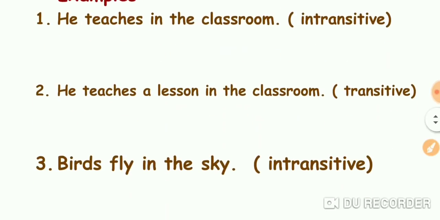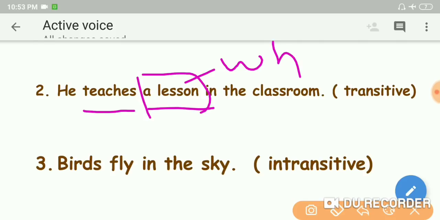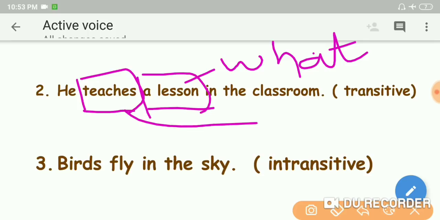See here with the second example. He teaches a lesson. If you underline lesson, we can frame a question to get the underlined word as the answer. It answers the question: what does he teach in the classroom? So when it answers the question, this verb teaches is a transitive verb, my dear friends.